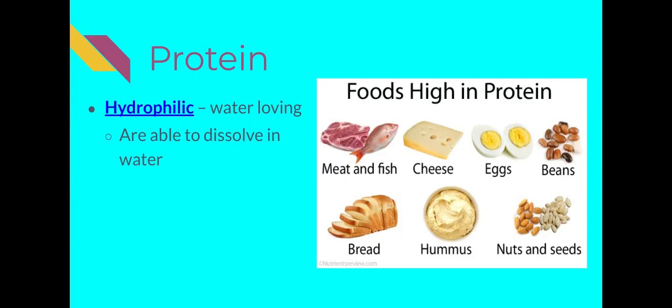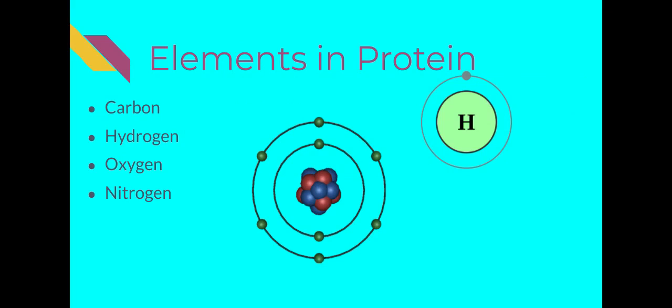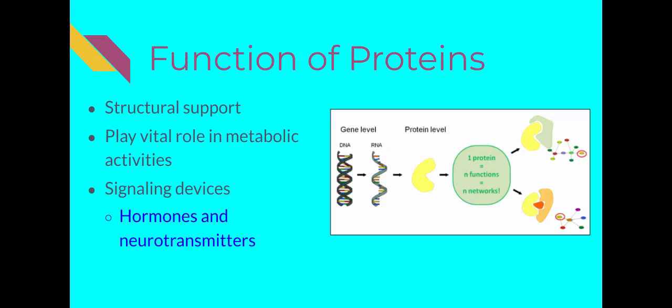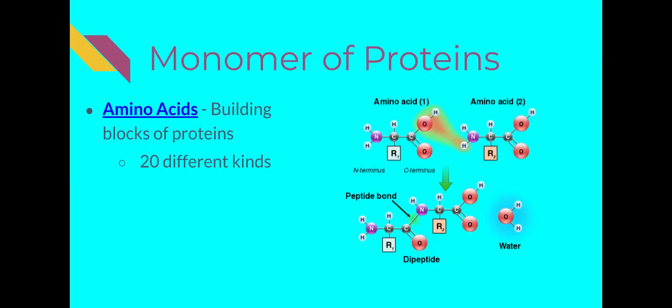Our third group of macromolecules or organic compounds are proteins. Proteins are also hydrophilic, which means they're water-loving, so they're able to dissolve in water. The different elements that we have in proteins also include carbon, hydrogen, and oxygen. But now we're going to see a new element. We're also going to see nitrogen. Function of proteins. Proteins are important for structural support. They also play vital roles in metabolic activities, and they're used as signaling devices such as hormones and neurotransmitters. So proteins are important for your body to build hormones. So that's why you need protein in your diet.